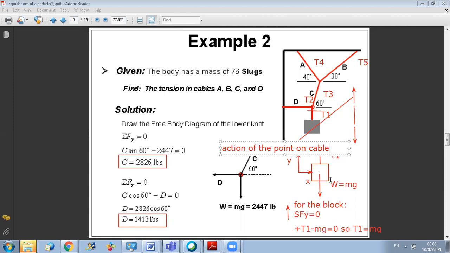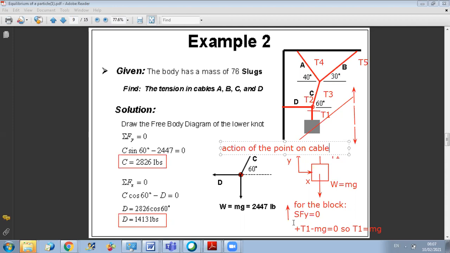We know this just from the analysis. If you take the free body diagram of the block, for equilibrium, T1 should be equal to the weight. So if you vary the weight of the block, T1 will vary. All right, so we take basically the tension that is connected to the body at specific points.